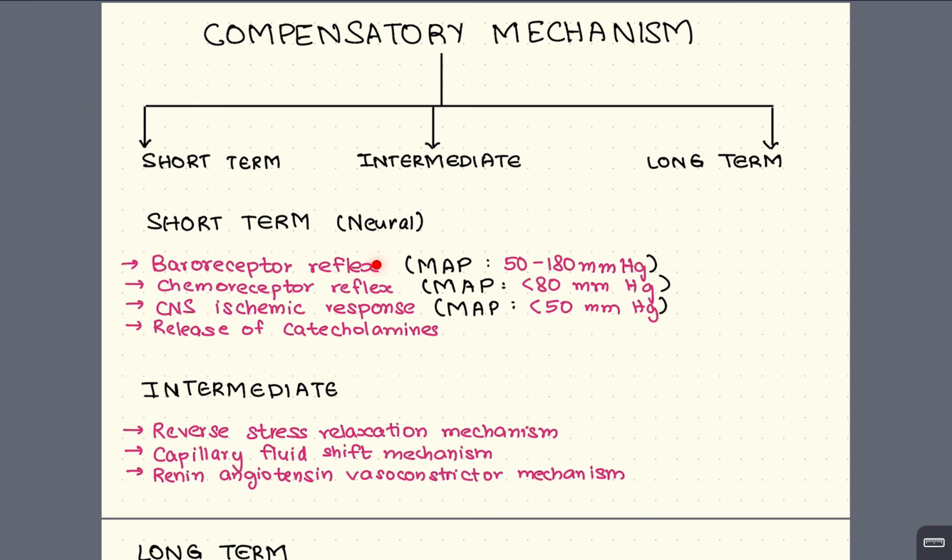So when does the baroreceptor reflex come into action? When the mean arterial pressure is between 50 and 180 mmHg. It's very important, you should remember these values. And the chemoreceptor reflex acts when it's less than 80, and the CNS ischemic response when it's less than 50. Hope it is clear.